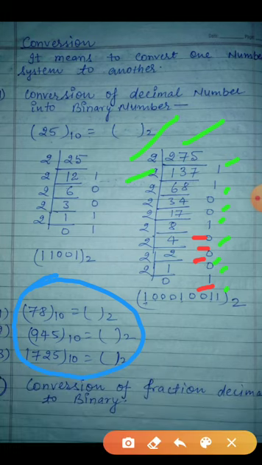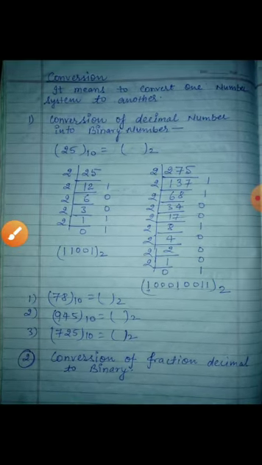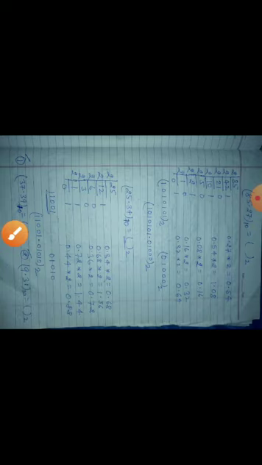Next is the conversion of fractional decimal to binary. Fractional decimal means what? Not 10, but something like 10.25. This type of questions is given. How will you solve it? Now you see here.